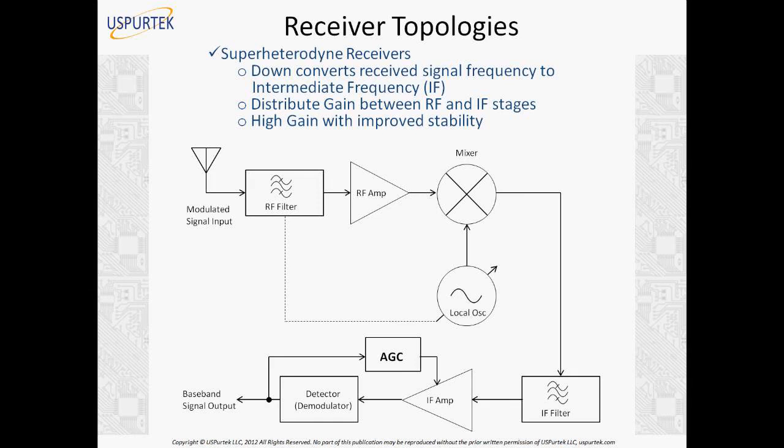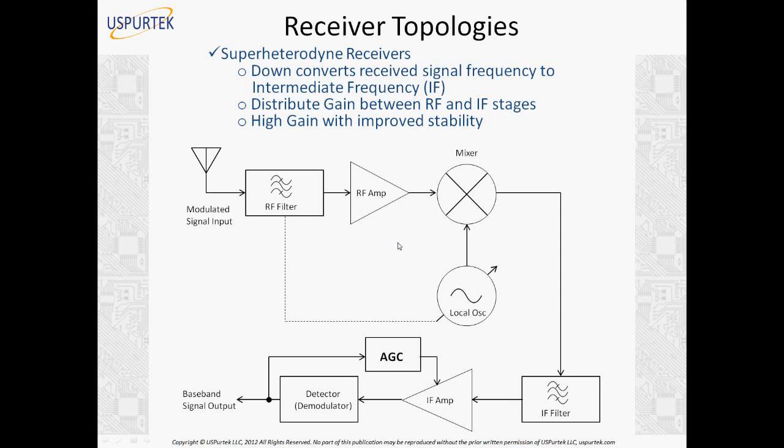Now what happens with that? We distribute gain between the RF and IF stages. We have an RF amplifier here, but then when you down convert using this local oscillator, you have an IF filter, you have an IF amplifier here. So the signal gets amplified in two stages, the RF amplifier and the IF amplifier.